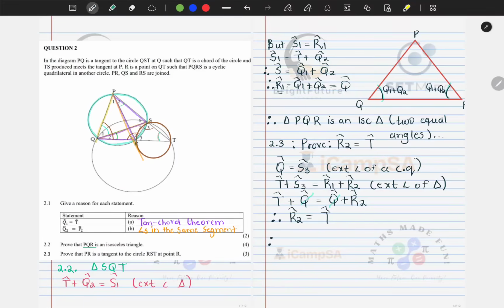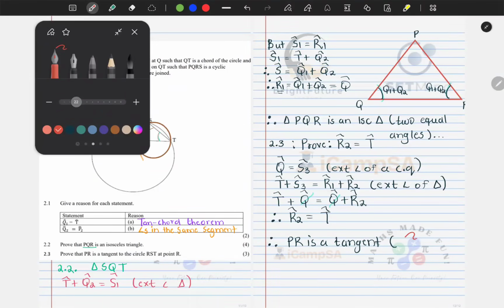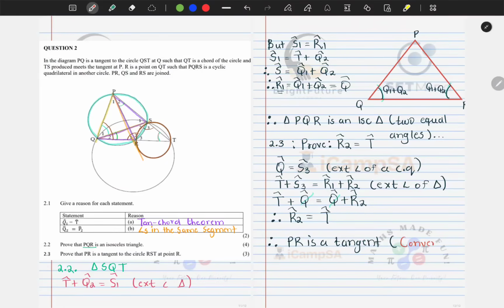So we can conclude now and say PR is a tangent. And the reason we are going to give is the converse. We are thinking in reverse now. Converse of the Tan-Chord theorem. So that is the reason that we'll give, because we are thinking in reverse.